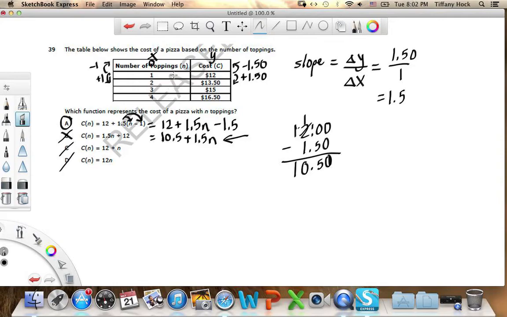Now you may have to do more than one. For instance, if two of them end up working out when you plug in a number of toppings, try a different one, because it'll probably only work with one. In other words, let's say A and C happen to give me the right price. If I picked another number of toppings, only one of those would have worked. So either simplify it and then match it up like we did here, or you can go through and do the plug and chug method, where you plug it in and find whichever y value matches up with it. Okay, so the correct answer was A.